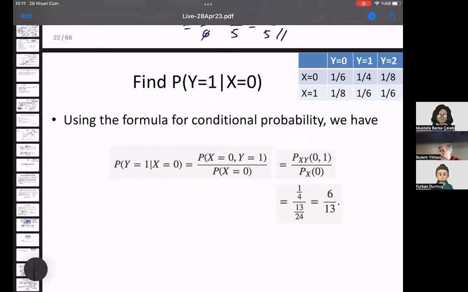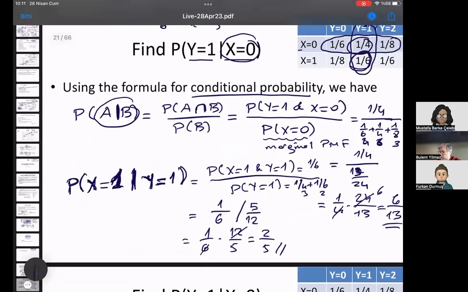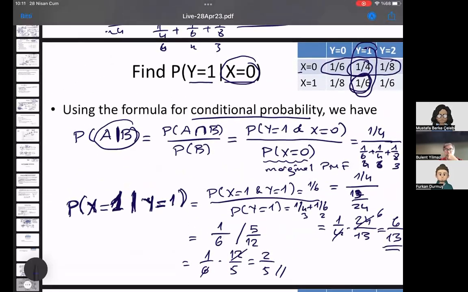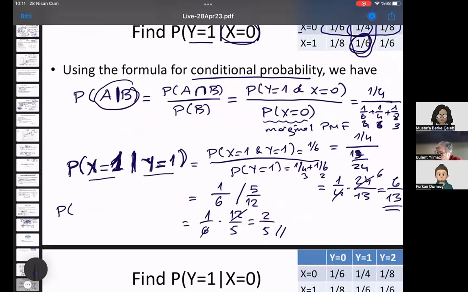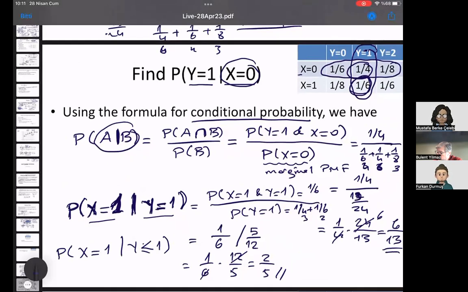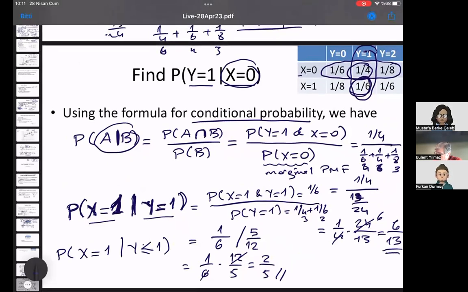So, yes. Is it possible to say probability of x equal to 1 and y bigger than something? Sure, yes. It is possible. For example, if you say x equals 1, y less than or equal to 1, okay? Then I'm gonna come up with this solution.